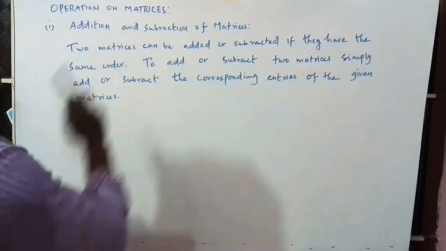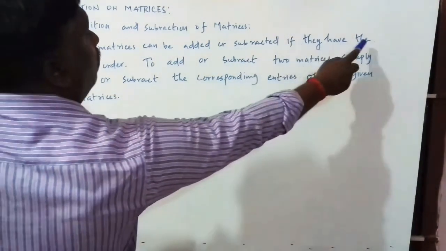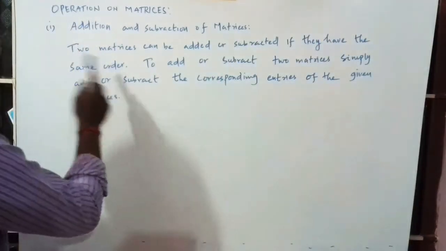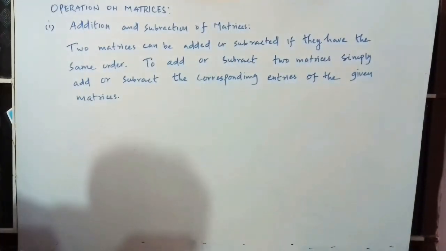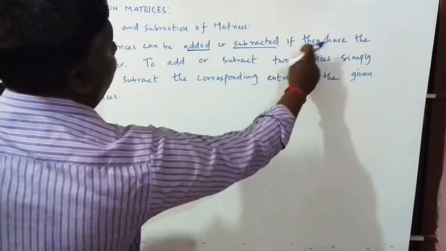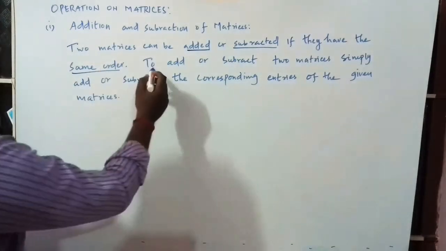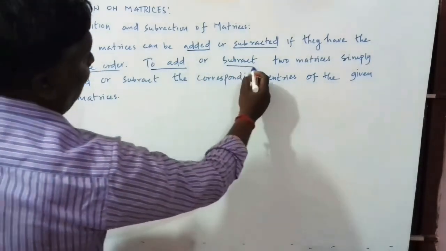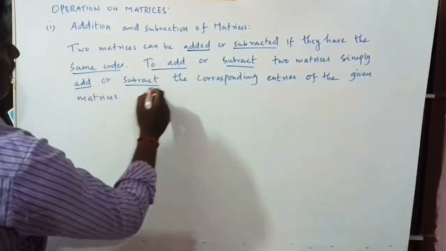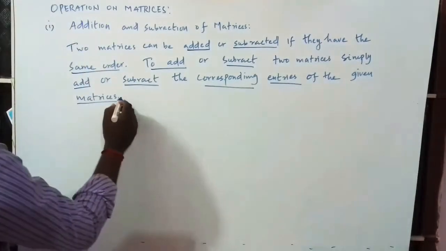Two matrices can be added or subtracted if they have the same order. To add or subtract two matrices, add or subtract the corresponding entries of the given matrices.